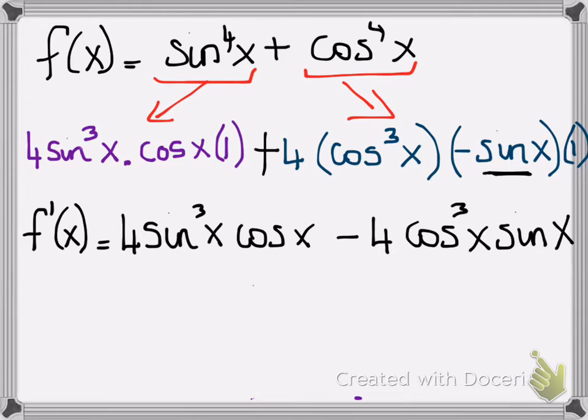So I found the derivative, but now they want me to express it in the form of k times sine px, where k and p are elements of Z.